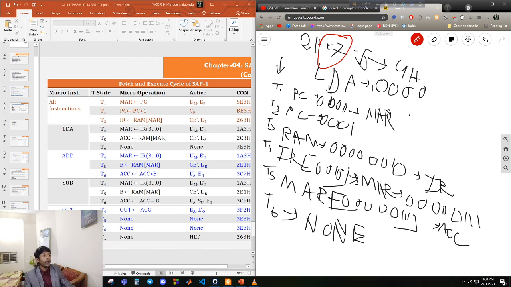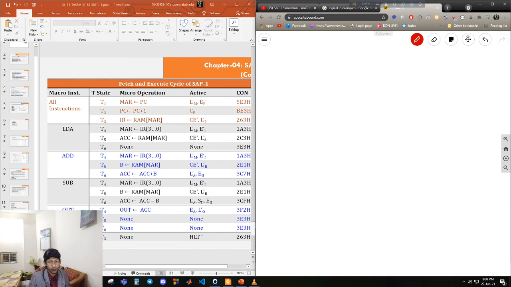So now we have to subtract 5 from 7. Let's see how it's done. Let's erase our board. Clear all. The first 3 steps will be the same as I did in the first operation. For the subtraction, we follow T4, T5 and T6.